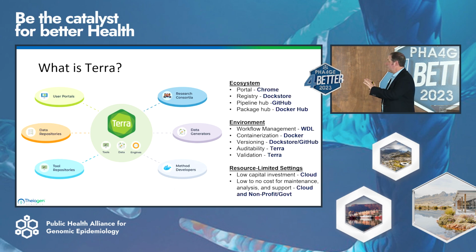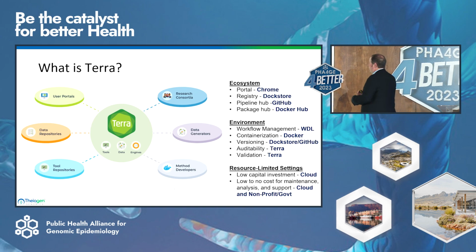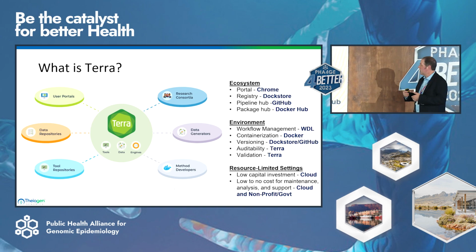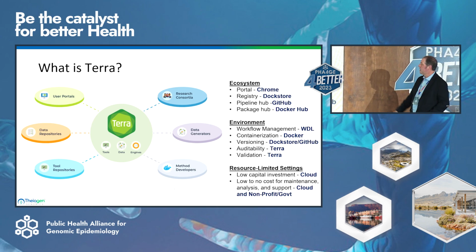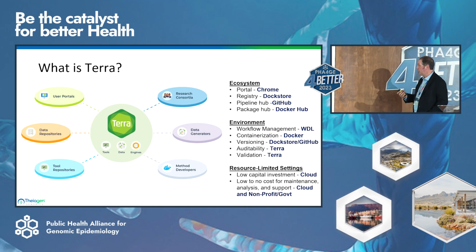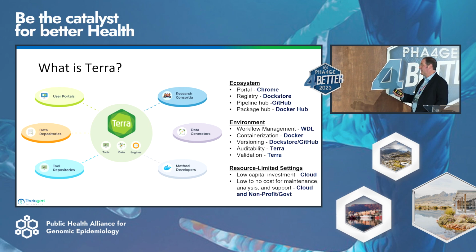And so if you look at this solution of Terra and you look at it with this ecosystem and environment, portal, you're using a Chrome web browser. Registry, we're using DocStore, which is kind of a layer between GitHub and Terra. Pipeline hub, package hub, everything's open source, GitHub, Docker hub. And when you get to the environment, which is more of Terra in the middle, workflow management, you're using the WDL workflow language, which uses the Cromwell engine. Docker containerization, versioning, and auditability and validation are taken through with DocStore, GitHub, and Terra.